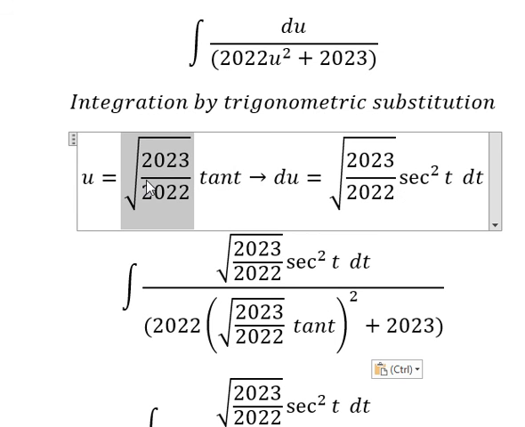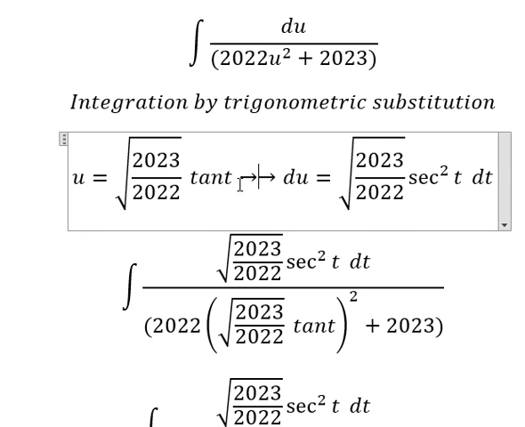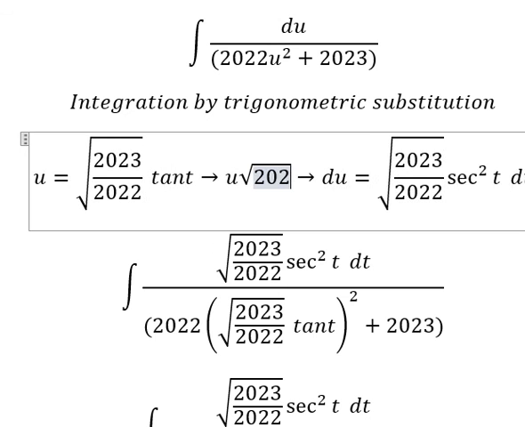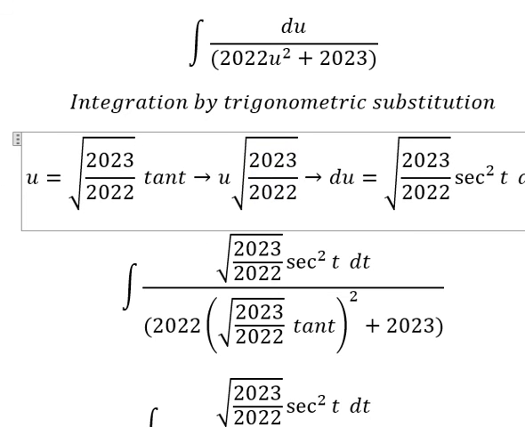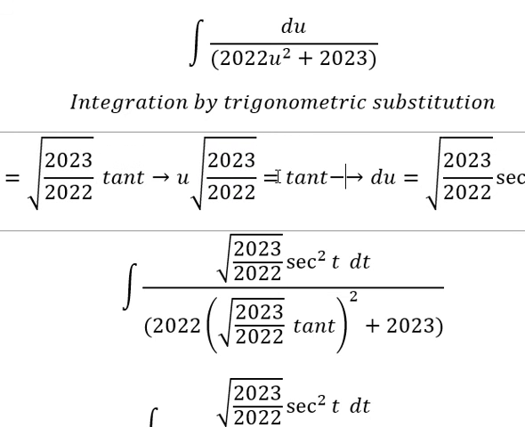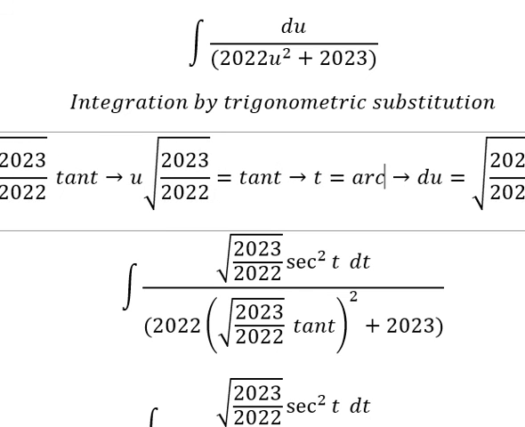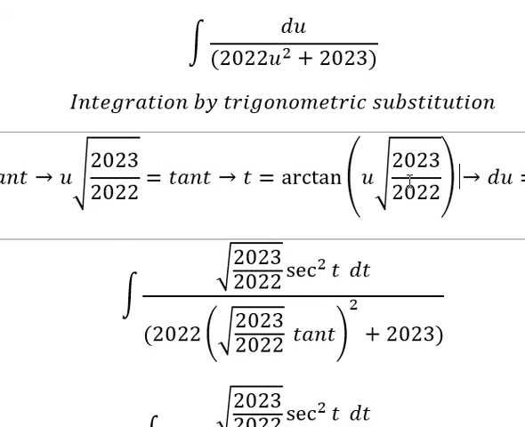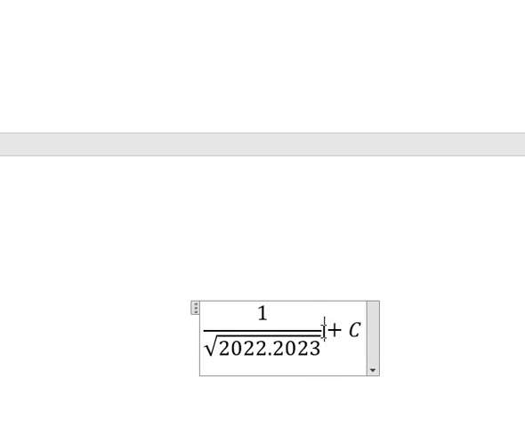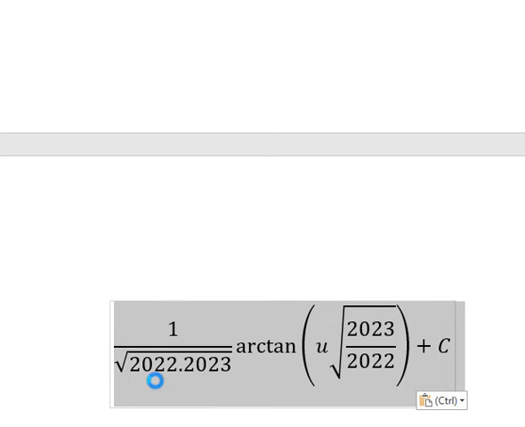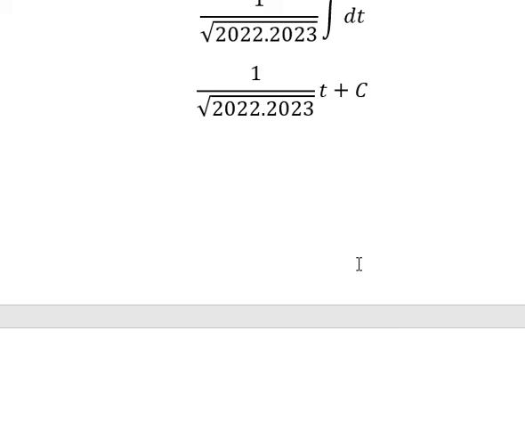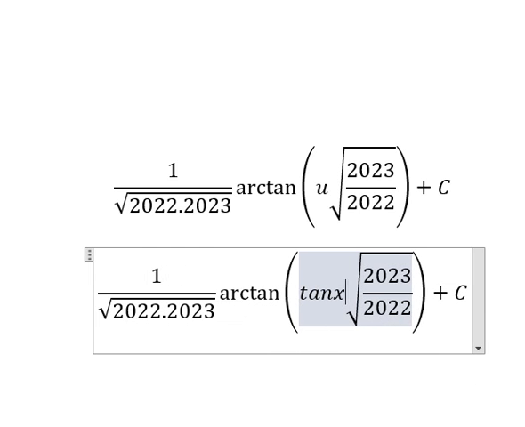So we divide both sides by this one. So we have u multiplied by the square root of 2023 over 2022 equals tan t, and we have t equal to arctan of this one. So we put this one to change for t. Next, about u, that is tan x.